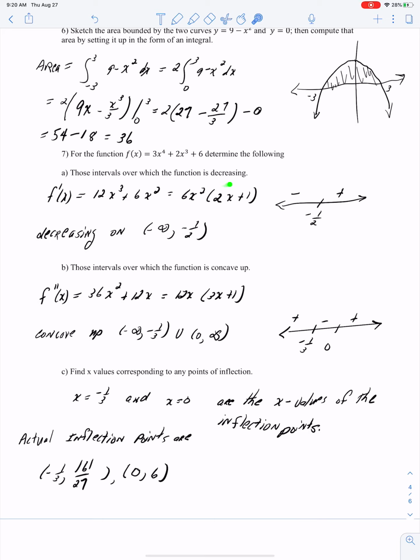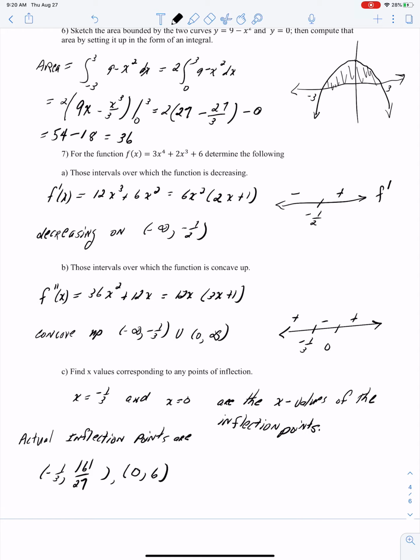I get 2x plus 1. I need to figure out where this thing is positive or negative. Well, this is always non-negative, so it's only when this changes sign, and that's positive greater than minus 1/2 and negative less than minus 1/2. So here is a graph, if you will, a number line, where the derivative is positive and negative.